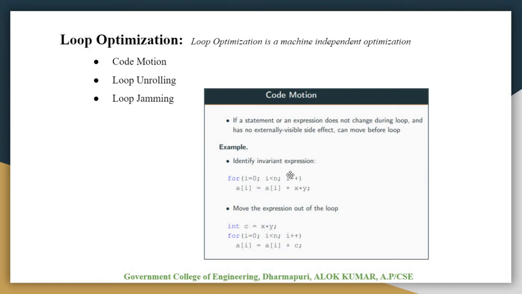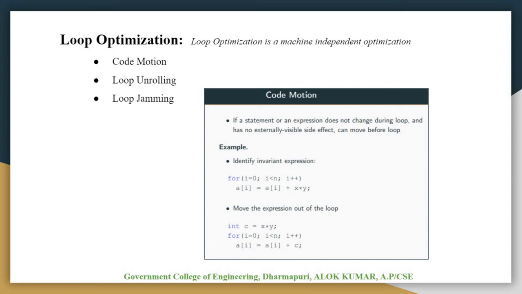Suppose we have an example like this: identify the invariant expression. Here, x into y can be computed outside of the loop, because it is not dependent on the loop. So we can write c equals x into y, and replace x into y with c. Like this, this is code motion, and it comes under loop optimization techniques, which is also machine independent code optimization.